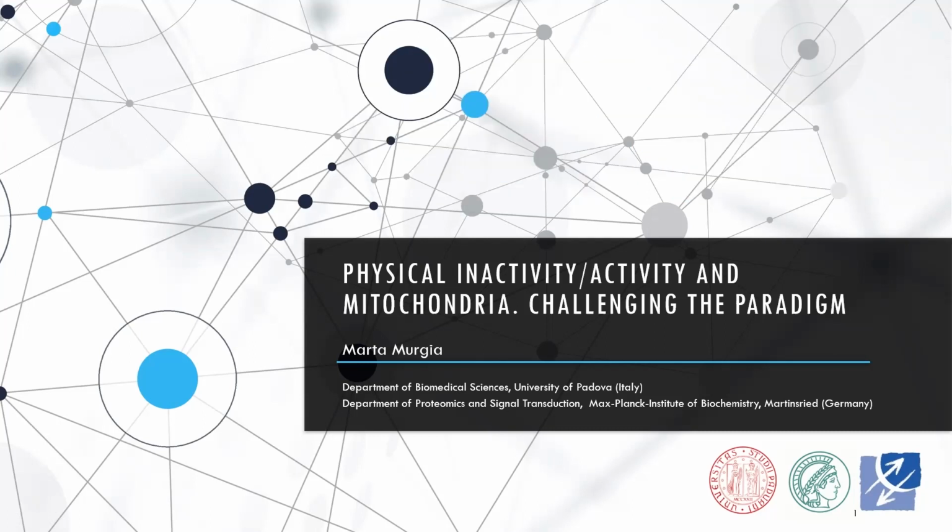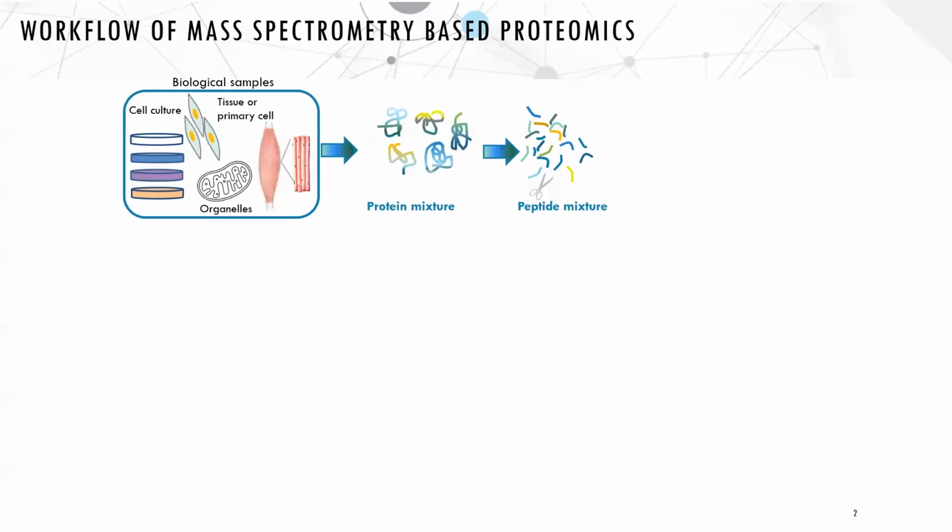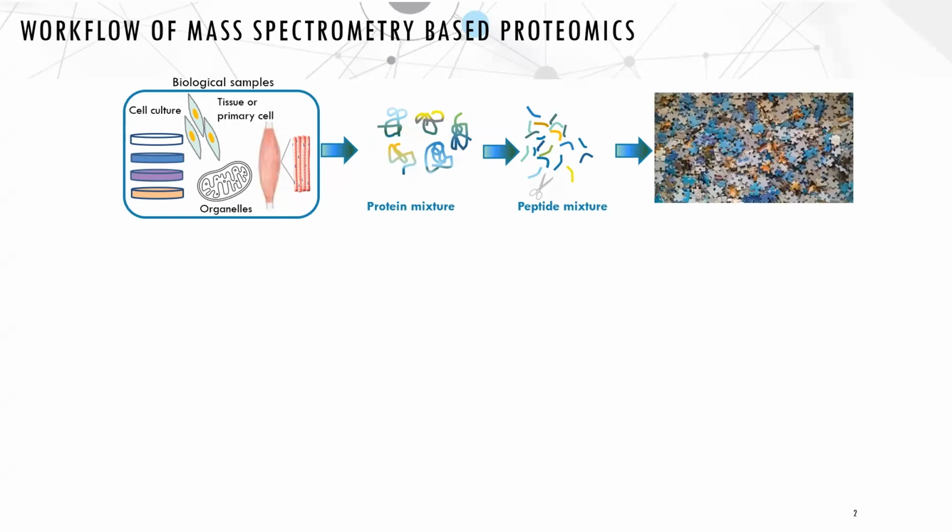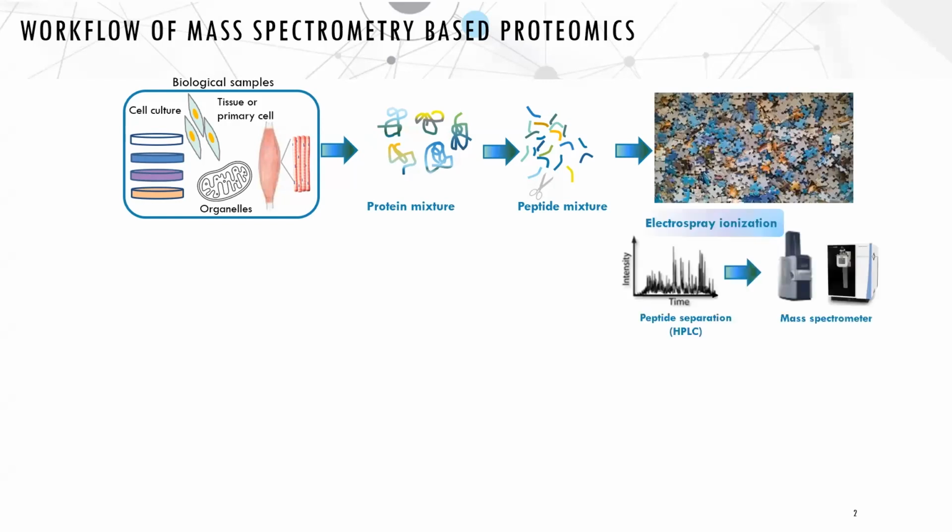Before I show you our data set, let me just shortly remind you how we do mass spectrometry-based proteomics. So we start from muscle biopsies here, but it could be any sample really. We first solubilize the proteins and then perform a proteolytic digestion, mostly with trypsin. And then the peptides are purified and electrosprayed into a mass spectrometer.